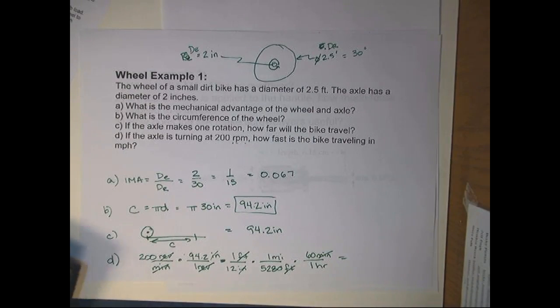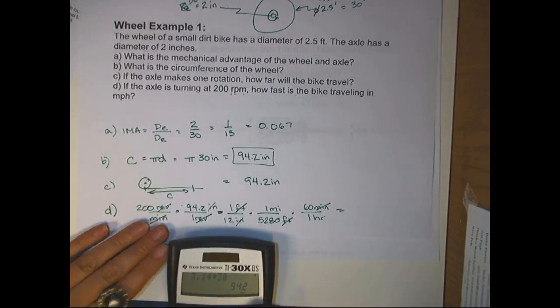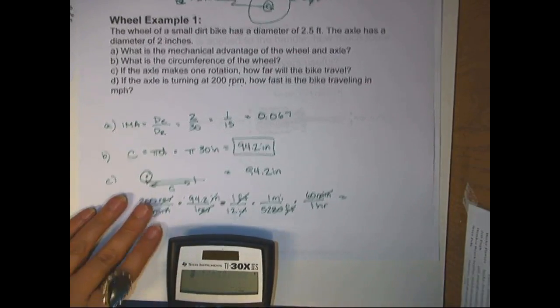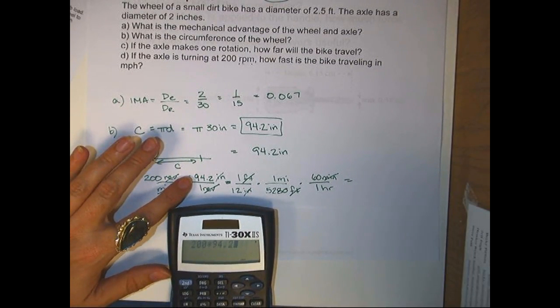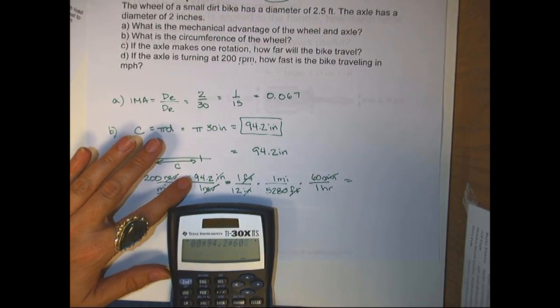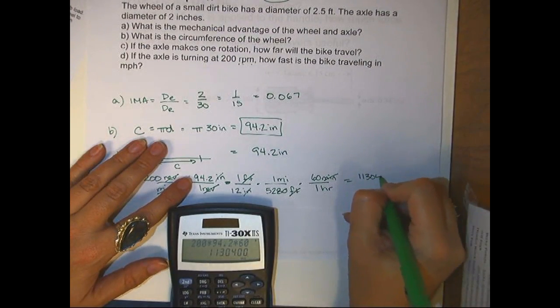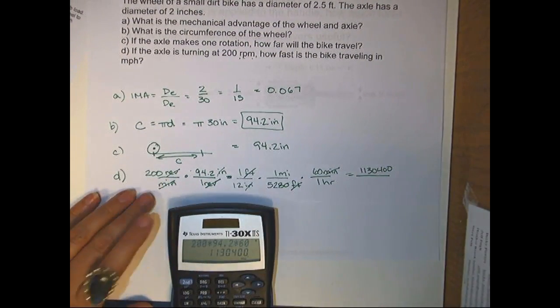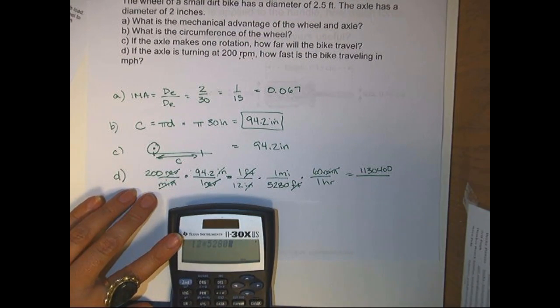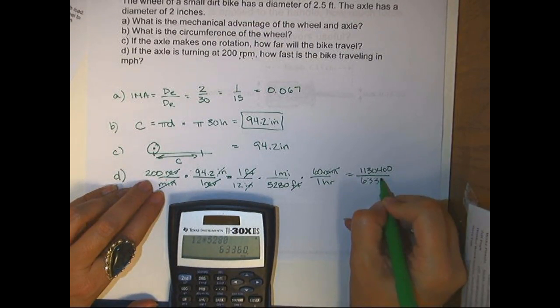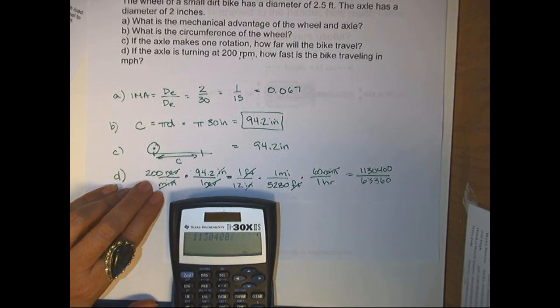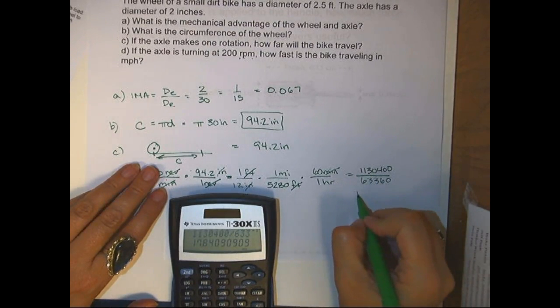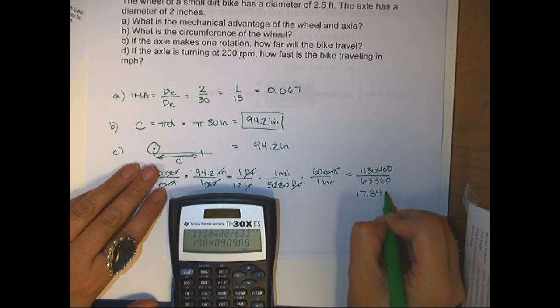So now I just need to plug this in my calculator. I really suggest you go straight across the top and straight across the bottom. So 200 times 94.2 times 60, that's the top, and I get this number. Then I go straight across the bottom: 12 times 5280. Then I go back and divide them, and I get 17.84 miles per hour.